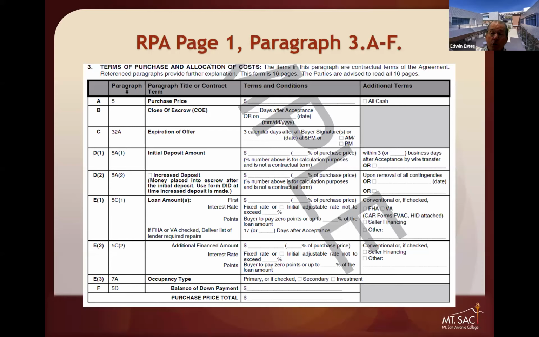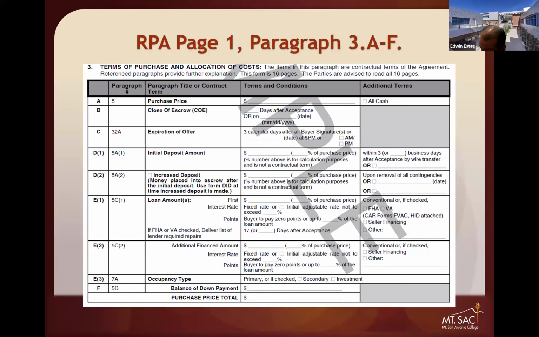If you are new to the business, you need to read the remaining 13 pages, okay? There's more to this contract than the 3 pages that paragraph 3 entails. So please do not limit your understanding of the contract to just paragraph 3. You've got to understand the entire contract.